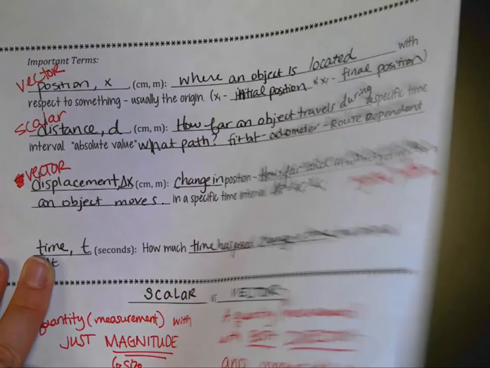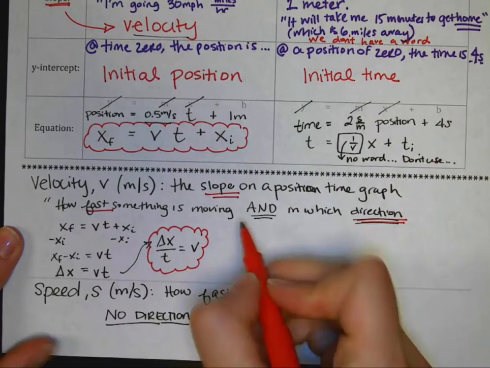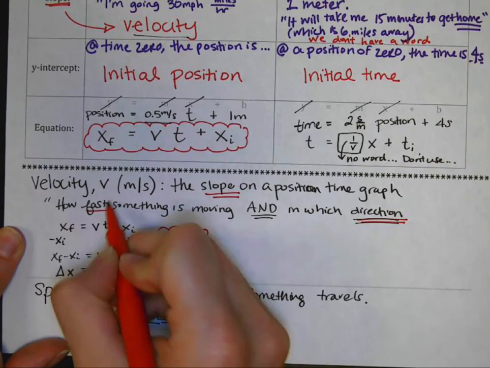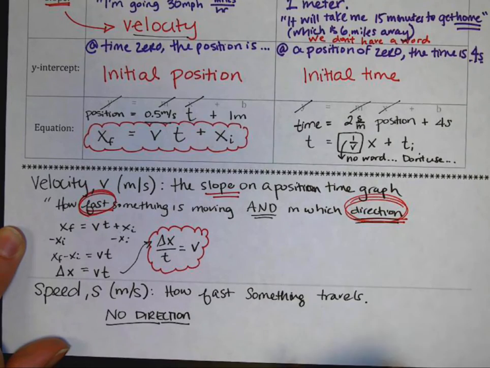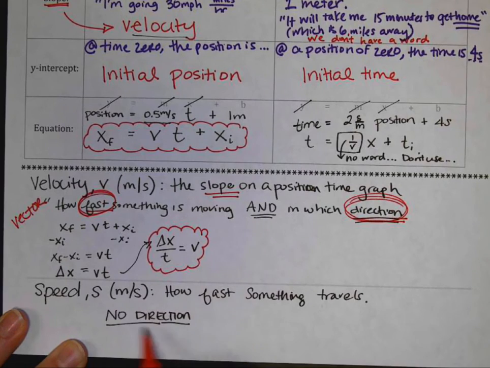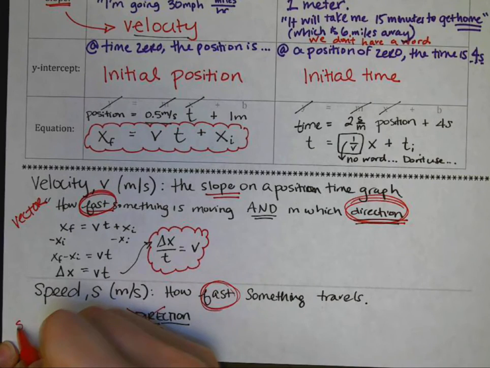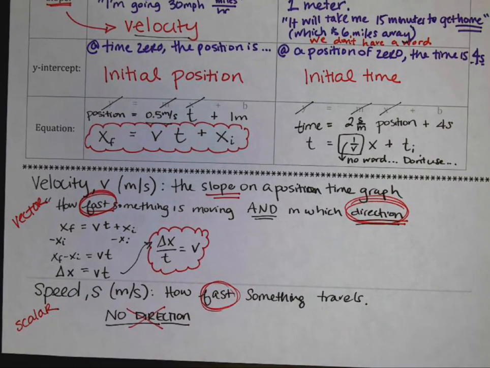Going back to the front of that, velocity, because it has a magnitude, so how fast and in which direction, velocity is definitely a vector. Speed, no direction, it's just how fast something is traveling. So speed is a scalar. All right, after going through this sheet, you should really have down the terms, the differences between velocity and speed, the difference between displacement and distance.